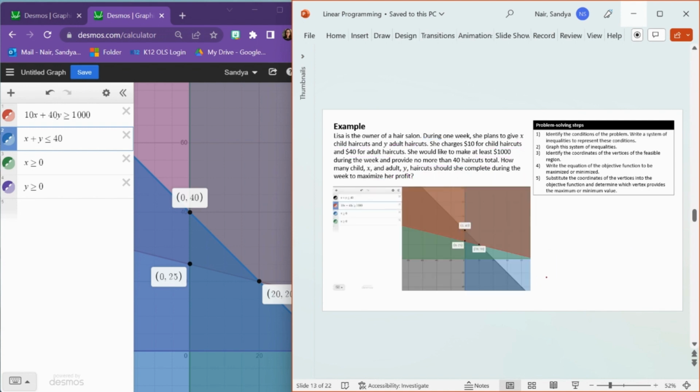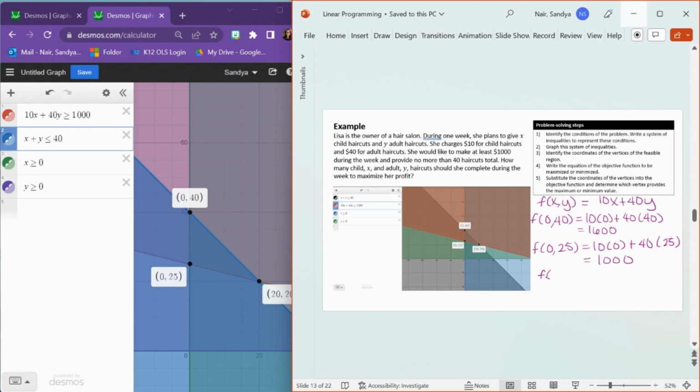So now let's use these vertices to optimize this objective function, right? We have f of x y equals 10x plus 40y, and let's plug in those points. So we have f of 0, 40. Okay, that's going to be 10 times 0 plus 40 times 40, and that is equal to 1,600. Then we have f of 0, 25, which is 10 times 0 plus 40 times 25. So that's going to give us 1,000.